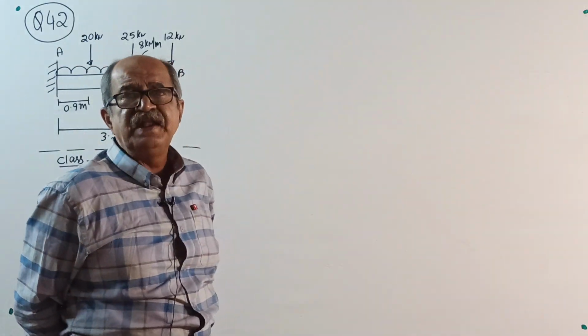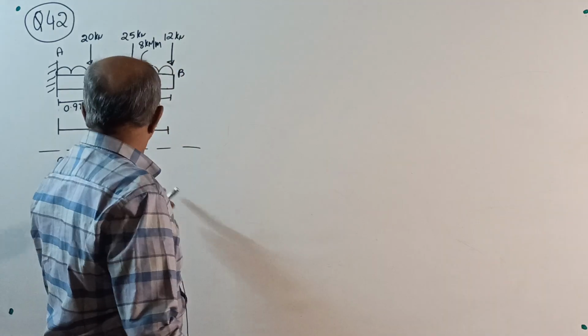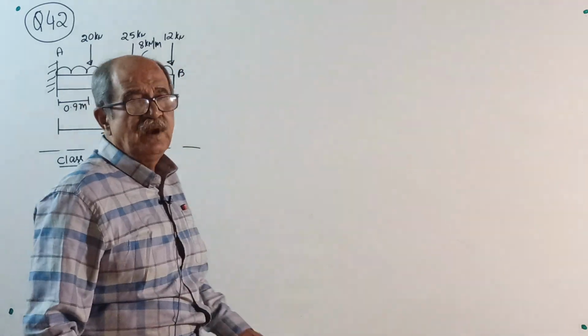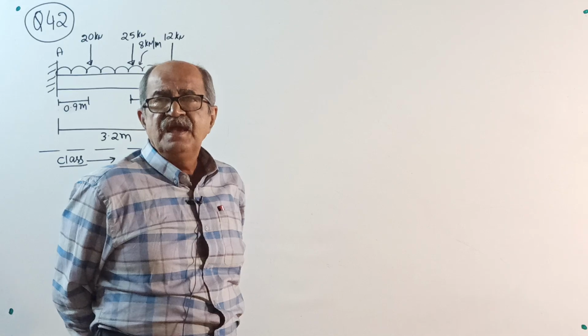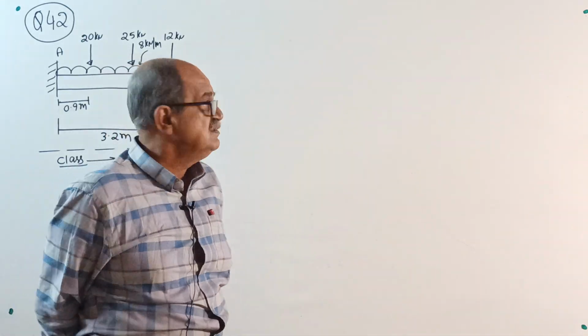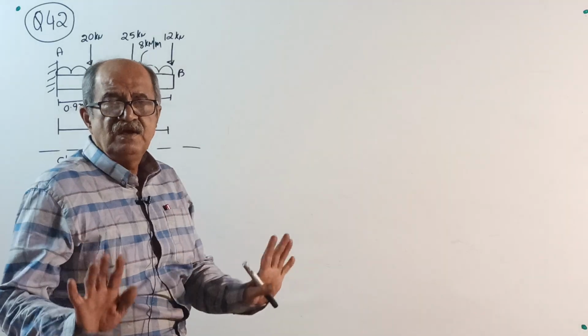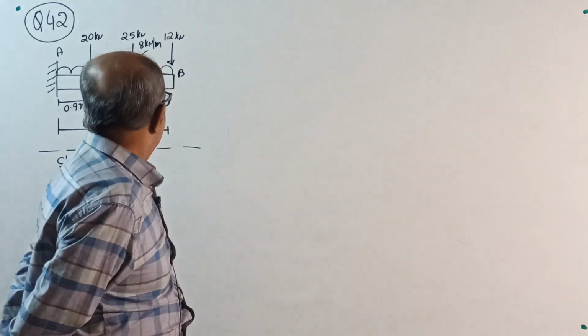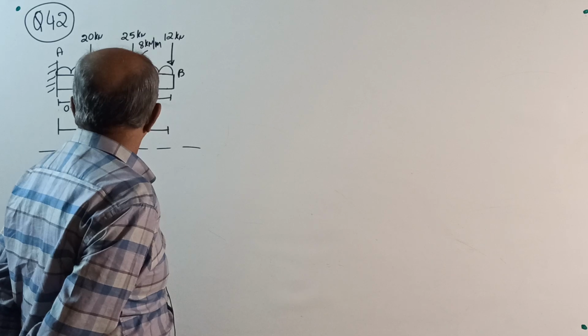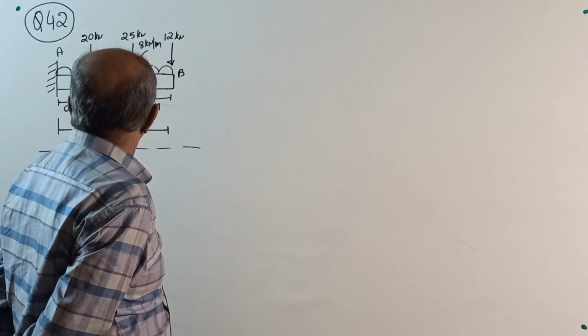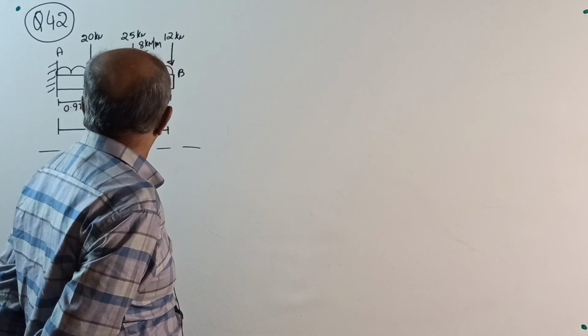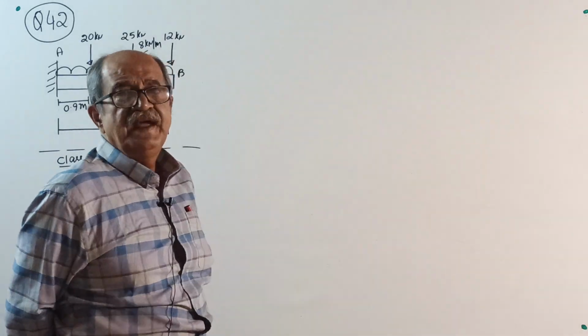I will first dictate the question. Then some important information is there, I will give that. A cantilever beam is of length 3.2 meter. First I will read the question. A cantilever beam is of length 3.2 meter. It is loaded by a UDL of 8 kN per meter over the entire length.